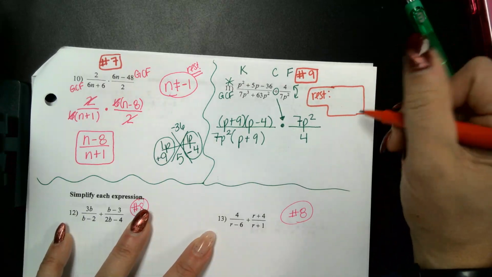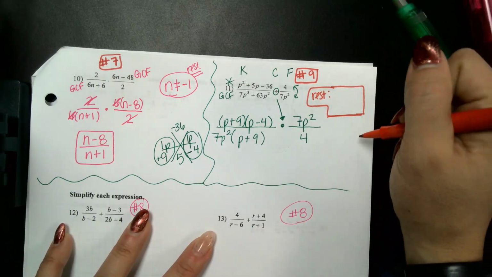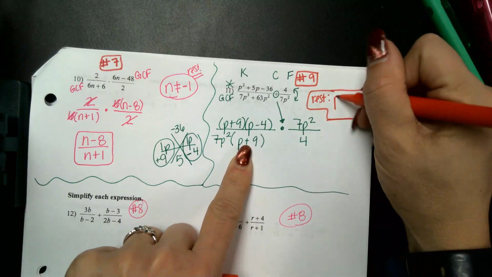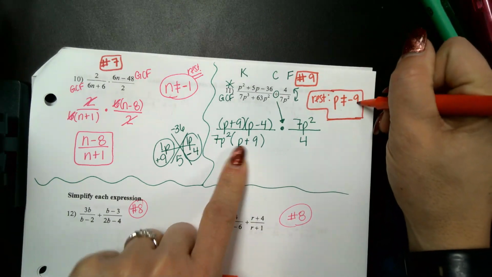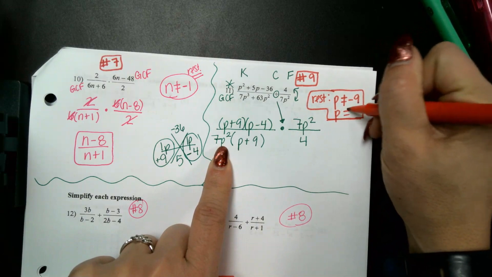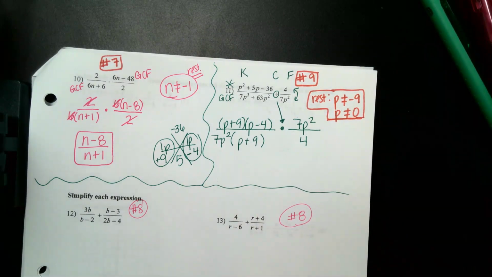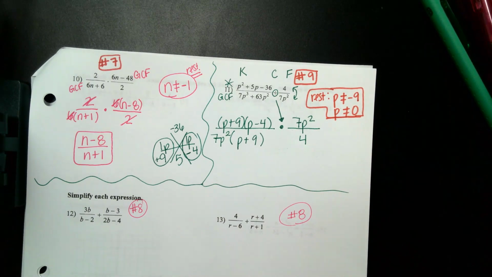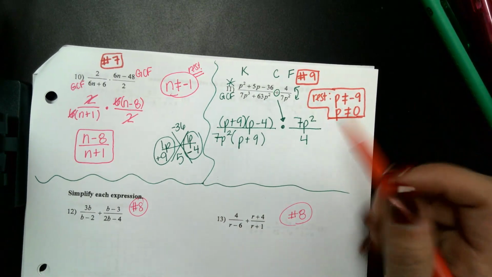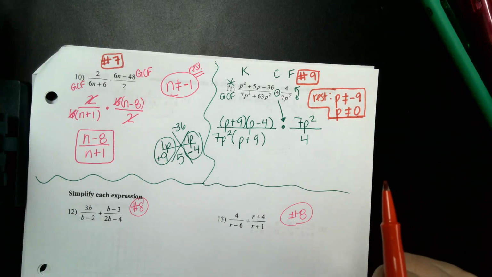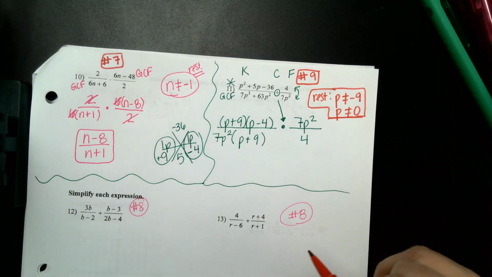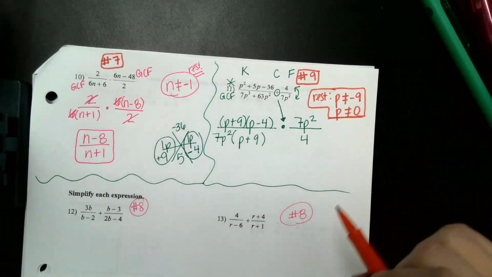Hang on, let me do my restrictions real quick. My restrictions, this could not be negative 9. And then this one here couldn't be 0. Oh, you guys can't see that, can you? There you go. Is it just by what the denominator can be? Yes, because the denominators are never allowed to be 0. Numerators can be anything. It's just the denominators that matter for their restrictions.